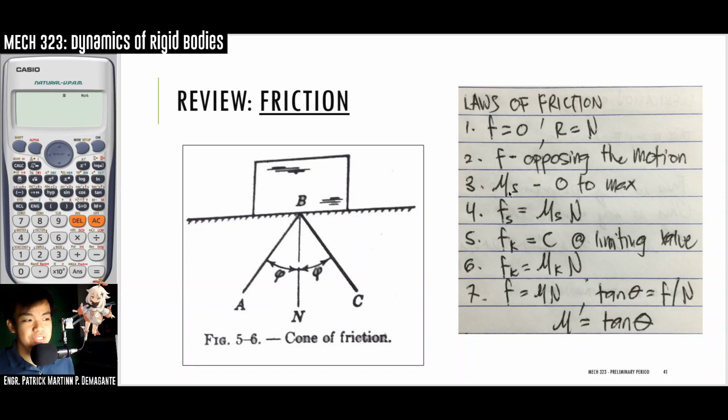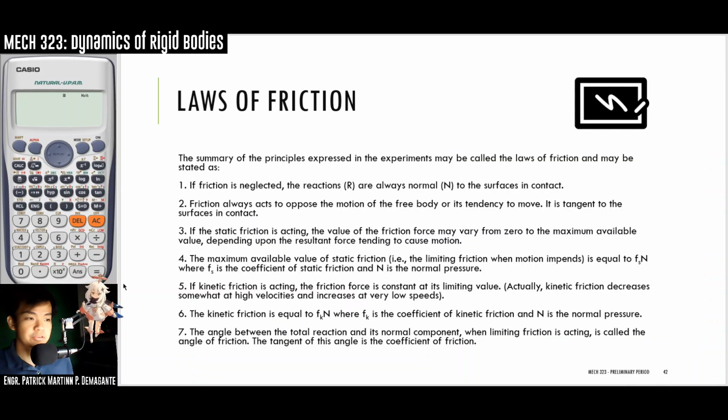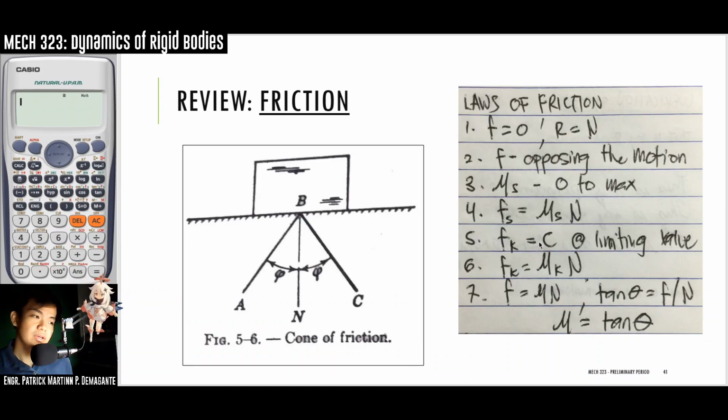Then, yung ating coefficient of static friction is 0 to max. So, pag na-reach na yung max, so magpupunta na tayo sa ating kinetic friction. So, Fs is equal to mu Sn. Yun lang yung number 4. Ayan. The number 5, kinetic friction is constant at limiting value.